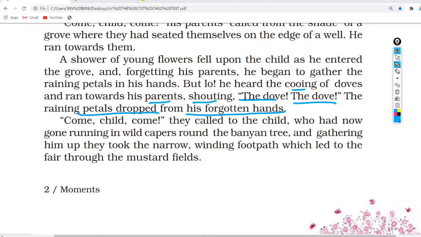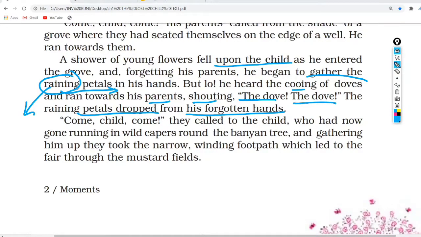As I told you, the grove is a shady kind of enclosure, or a shady place where small plants are there, and the plant will be bearing the flower, and this flower actually fell on the child. So he was very happy to gather this raining petal. Raining petal means falling petals of the flower. Raining means falling in large number.